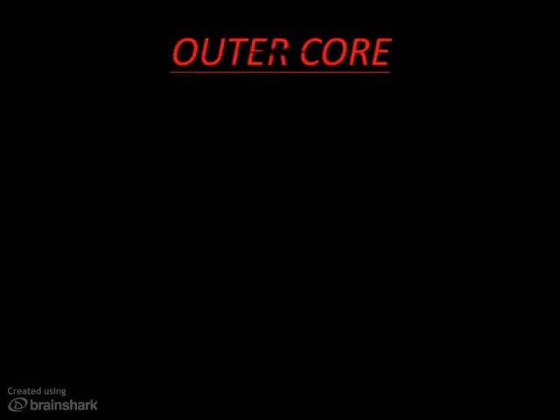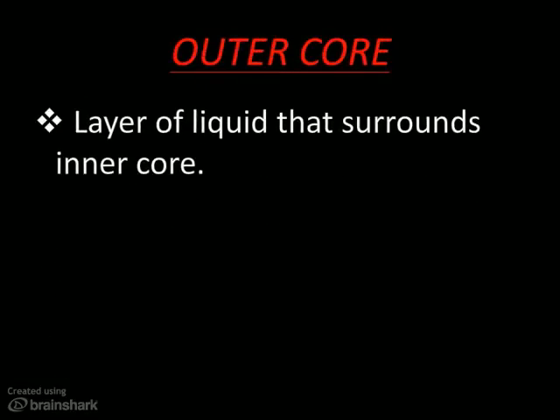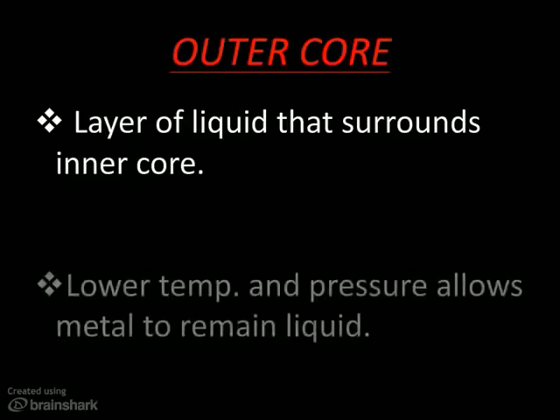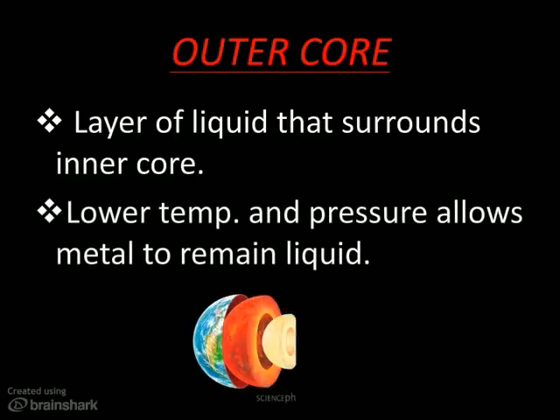The layer that surrounds the inner core is called the outer core. Now, the outer core is actually liquid, a liquid metal. Because there is less pressure, because we're going towards the crust, it allows the material to become a liquid like it should be. So lower temperature and pressure allows the metal to remain a liquid.